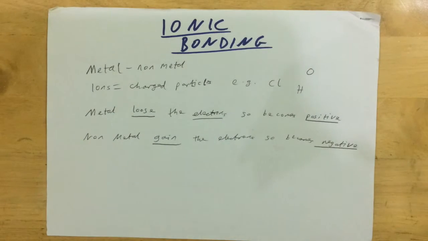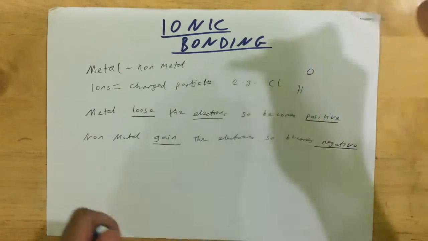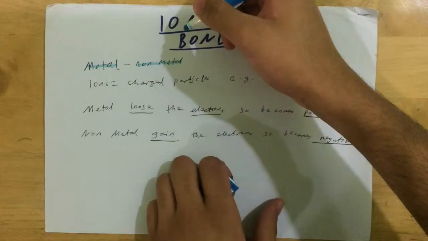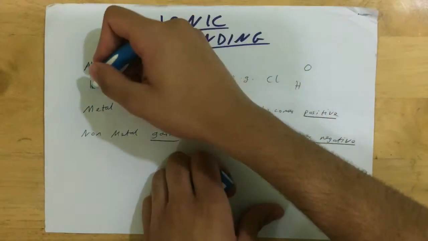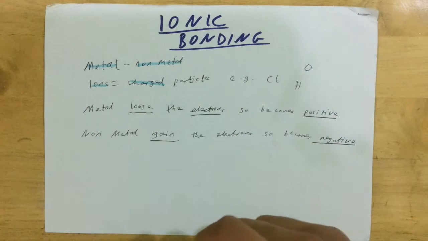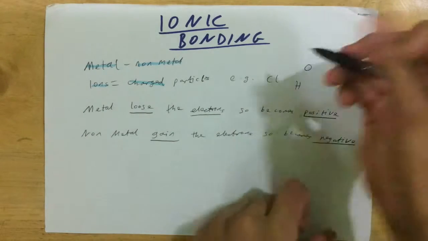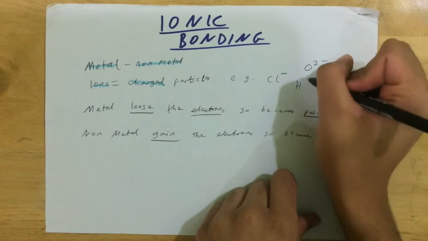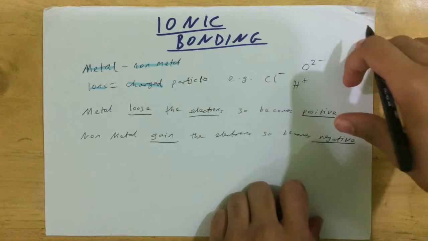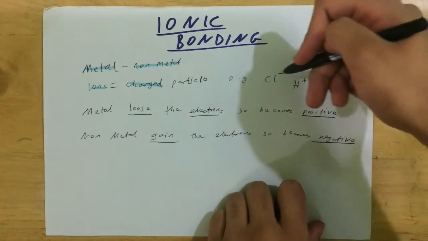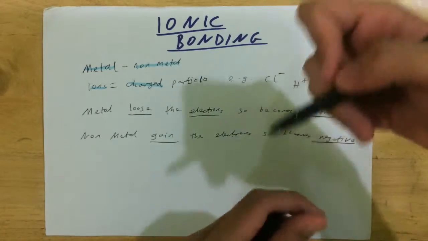Okay, so now let's look at ionic bonding. Now, unlike covalent bonding, ionic bonding takes place between a metal and a non-metal. Now first of all, what is an ion? An ion is a charged particle. So for example here, we have a chloride ion, an oxide ion, and a hydrogen ion. So they are charged, positively or negatively charged.